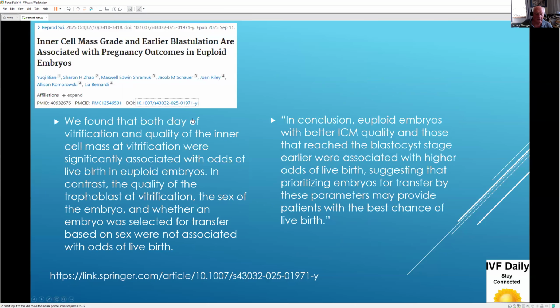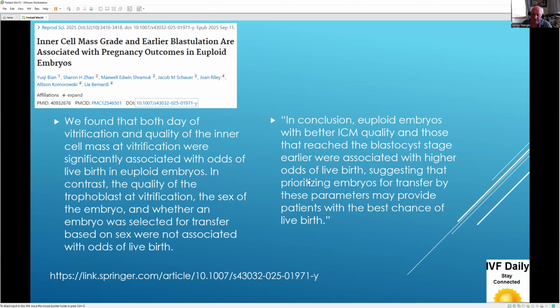Okay, so just to summarize what the authors said, they found that both the day of vitrification and the quality of inner cell mass at vitrification were significantly associated with the odds of live birth in euploid embryos. In contrast, the quality of trophectoderm, or what they call trophoblast, at vitrification, the sex of the embryo, and whether the embryo was selected on the basis of gender were not associated with live birth.